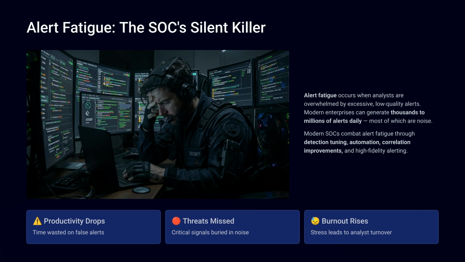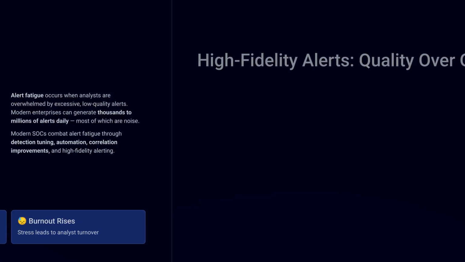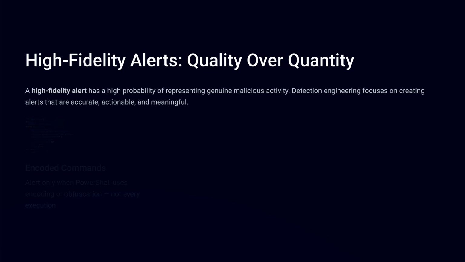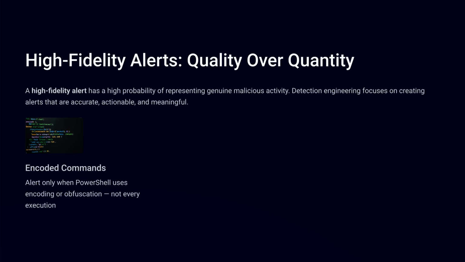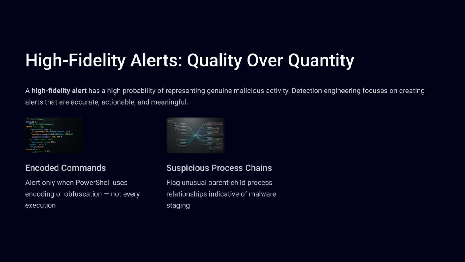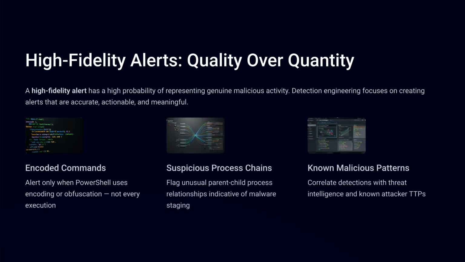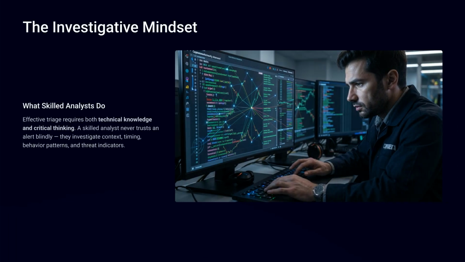Modern SOCs combat this through detection tuning, automation, and high-fidelity alerting. High-fidelity alerts prioritize quality over quantity, representing a high probability of genuine malicious activity. Examples include alerting only on encoded PowerShell commands, flagging suspicious process chains indicative of malware, and correlating detections with known malicious patterns. Effective triage requires an investigative mindset, combining technical knowledge and critical thinking.